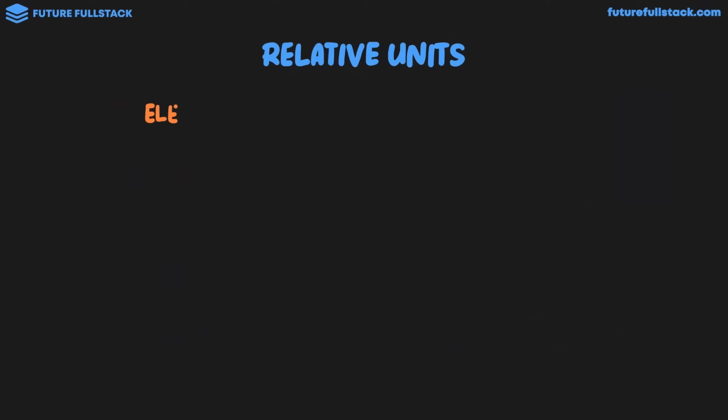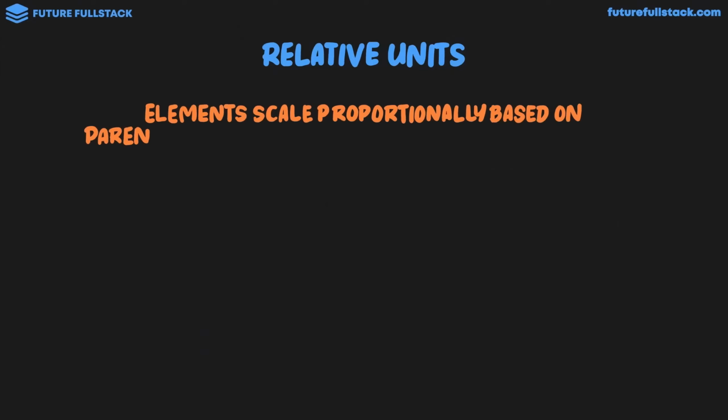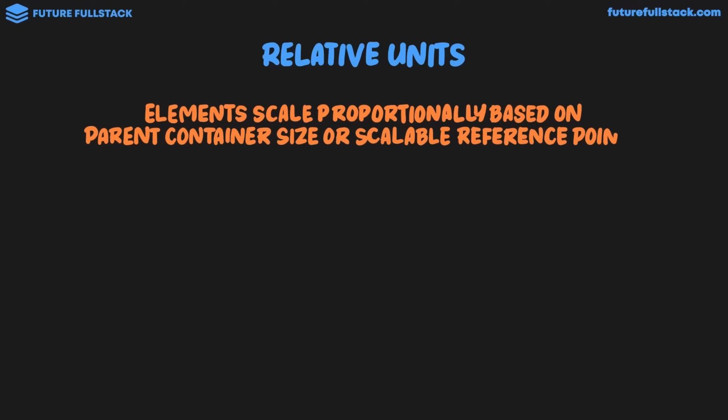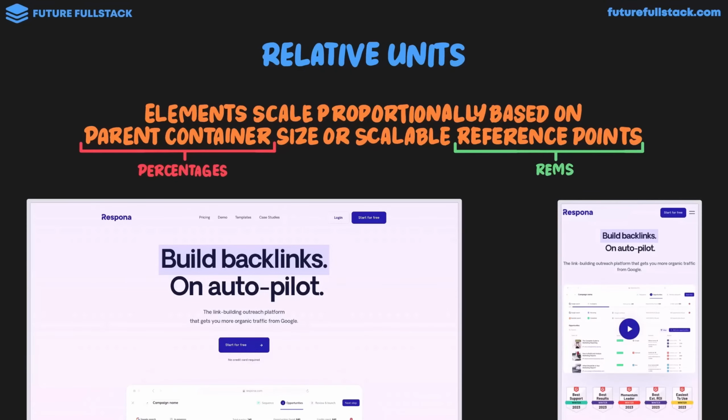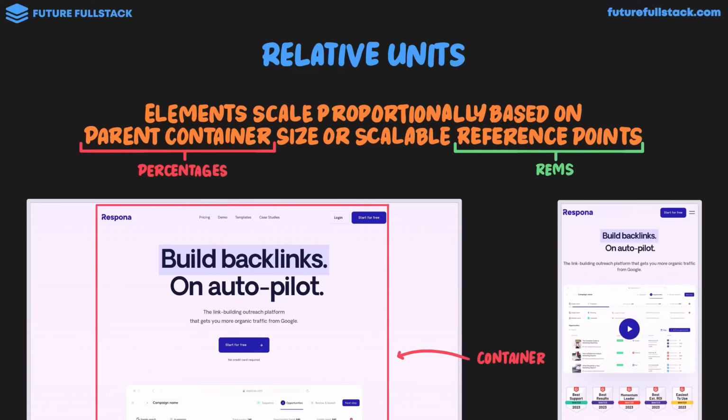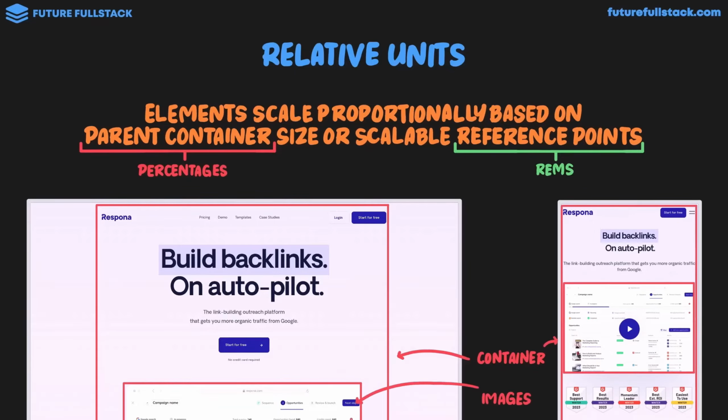Relative units ensure elements scale proportionally based on parent container size or scalable reference points. Parent container size is all about percentages, and scalable reference points is all about rems. Let's look at an example of using these. The web page on the left is in desktop view, and on the right in mobile view. Percentages is used on a main page container to ensure that when the container scales down on a mobile device, there is still space left and right, so the content isn't butting up right against the screen. Percentages are also used on elements like images, so that on smaller screens they scale down.